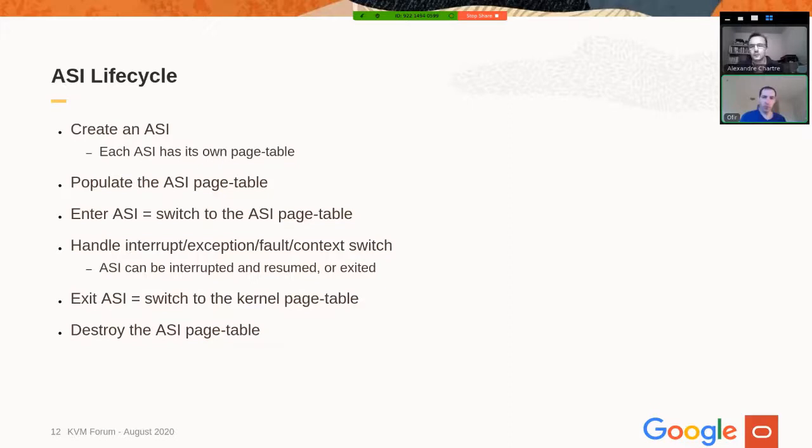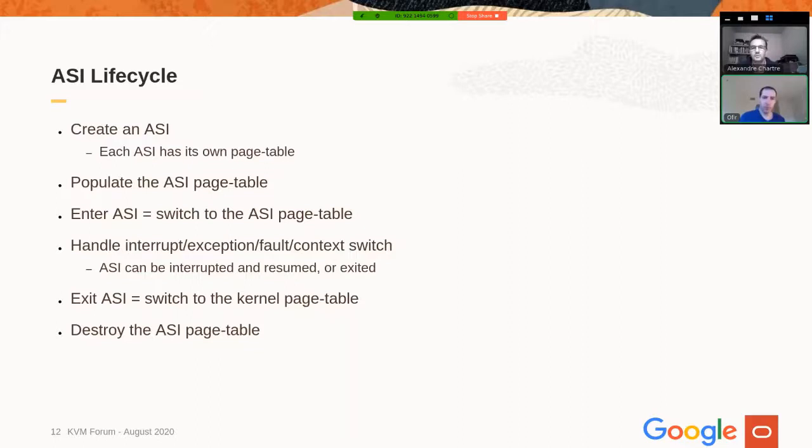As I mentioned, ASI is more generic. It's not specific to KVM. The generic life cycle for ASI is pretty simple. Basically, you create an ASI. Each ASI is going to have its own page table. Then you need to populate the ASI page table with data which is not sensitive, so anyone can access it. It's not a problem. And then all you have to do is enter ASI.